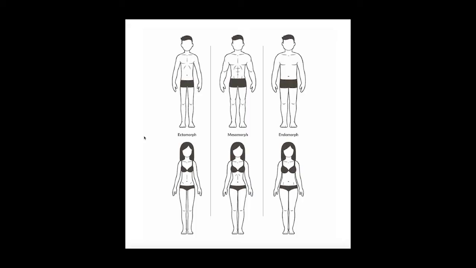I'm going to switch over to a screen and show you what the body types look like, and go through a few characteristics of each body type, and then we'll take it from there. Okay everybody, so here are our three different body types: the ectomorph, the mesomorph, and the endomorph. Let's have a look at the ectomorph first.